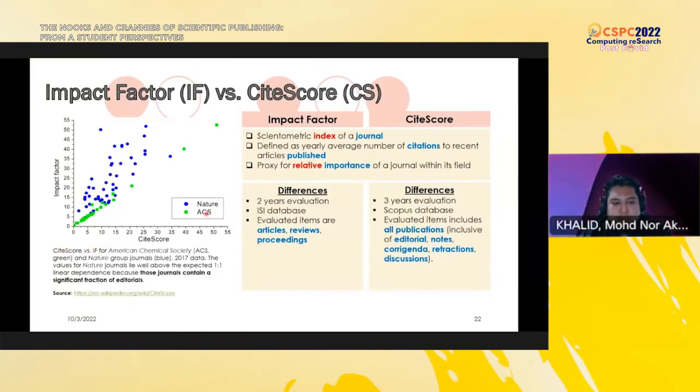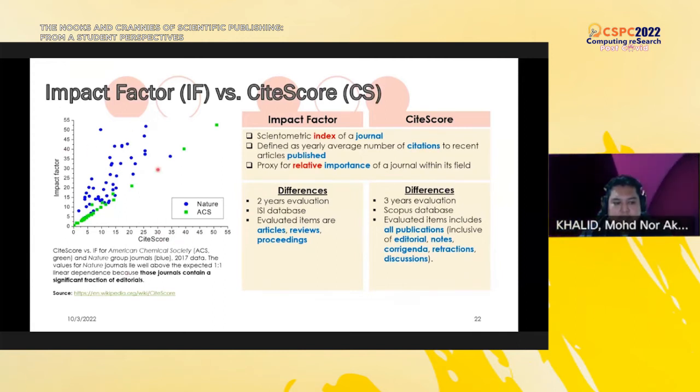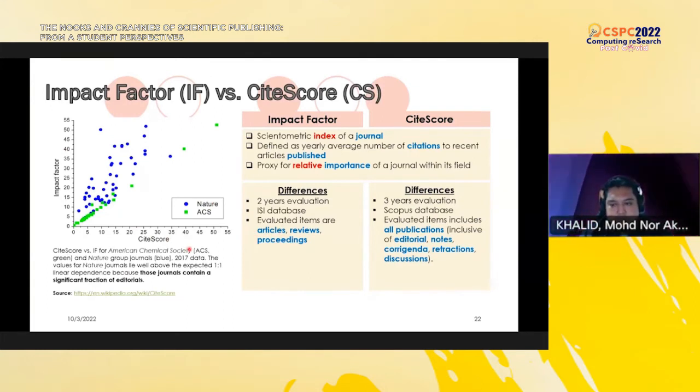Because you can see that this journal has a very consistent CiteScore, but the Nature journal has a very high impact factor but is not very consistent in terms of CiteScore. This means that what is being cited from Nature includes a lot of editorials and notes, not focusing only on articles. So that's why CiteScore considers not only editorials but all of the publications inclusively.